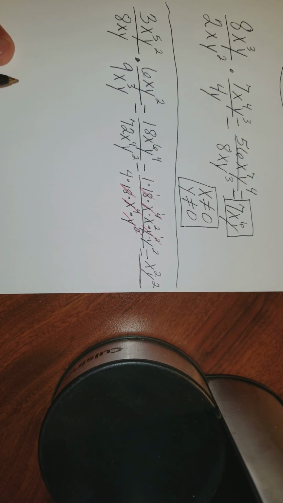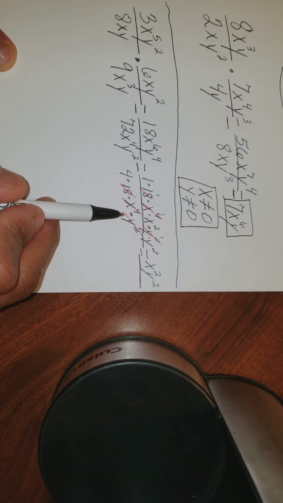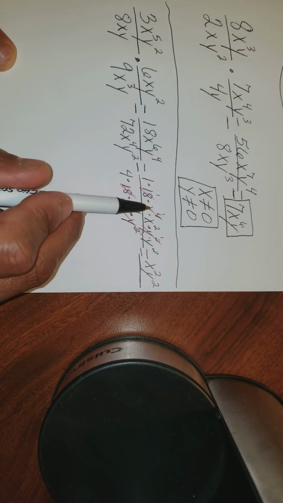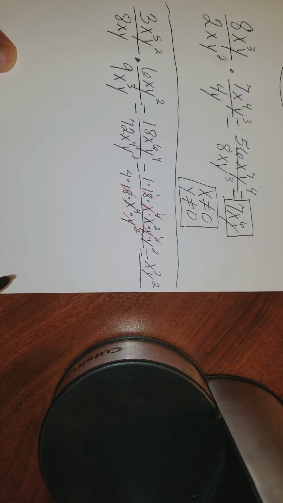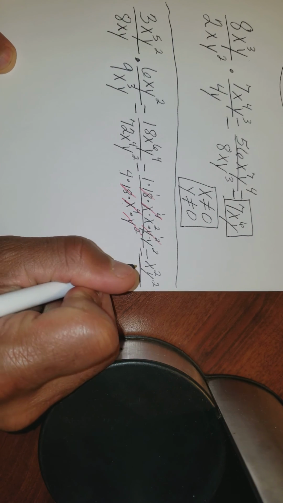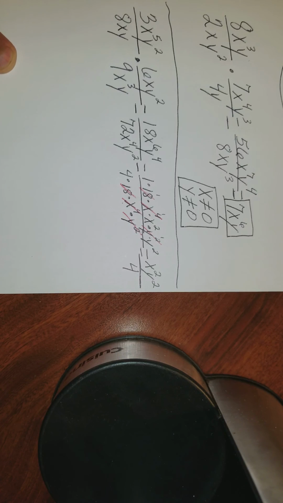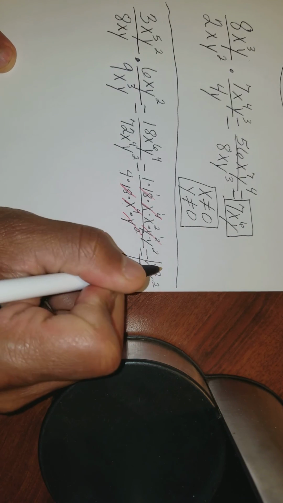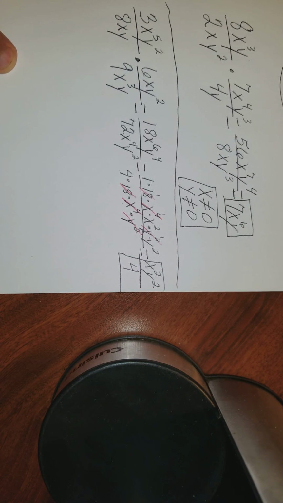In my denominator, notice both my variables have been divided evenly with their common factors. The only thing that I was left with was my 4. So at the bottom, I'm going to have 4. And here's part of your final answer. Notice I used the word part.